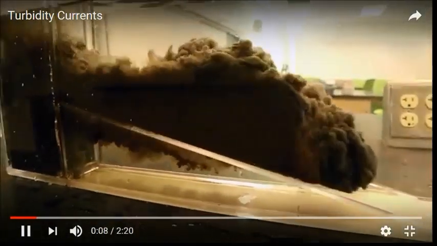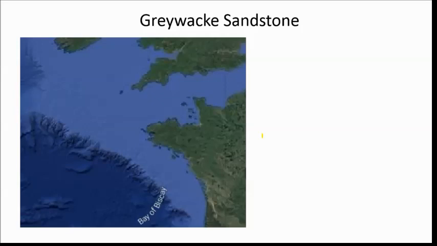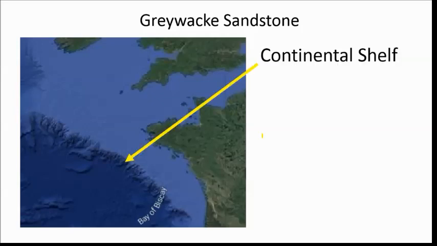This extract from the laboratory shows a turbidity current. The slope represents the continental shelf. The turbidity current is caused by the dislodged material from the continental shelf. Now, where are turbidite currents most common? Well, from this little map here, you can see the continental shelf. That's the dividing line between the continental plate and the oceanic plate.